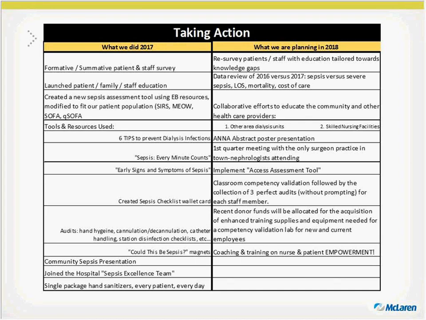We're in the process of looking deeper at our data, including sepsis versus severe sepsis cases, the length of stay, the mortality and costs associated with care. We're a hospital-based program, so it's nice to be able to partner up with people at the hospital to be able to do a deeper dive in what's really going on with some of those cases.